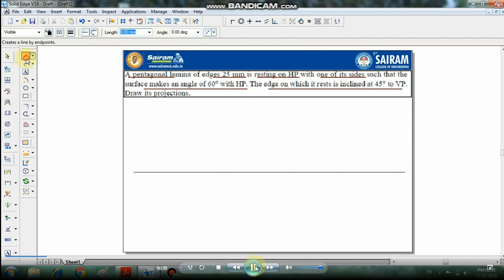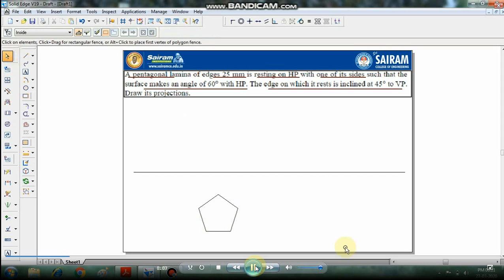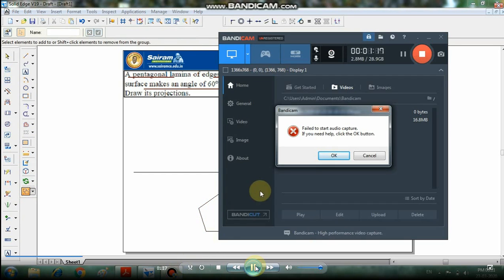Now we have to make the pentagonal lamina, pentagon 5 sides, so 360 divided by 5 gives 72. So first let me draw a 25 at 0 degrees, 25 at 72 degrees, 25 at 144, 25 at 216, 25 at 288. So the pentagon is now over. Select all the entities and make them into a group. So now it is selected.